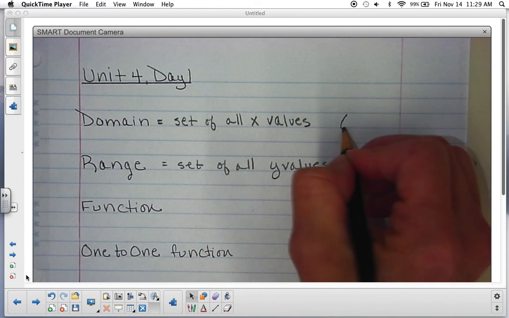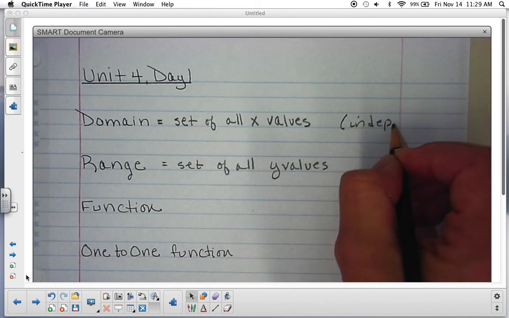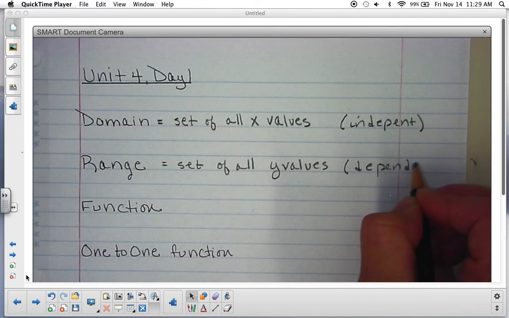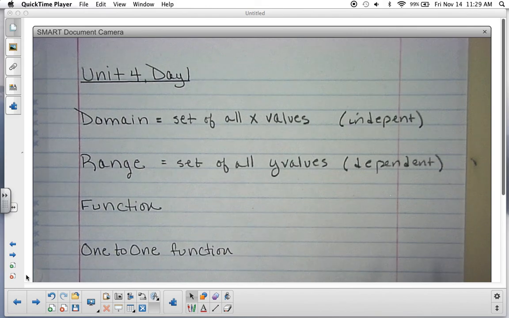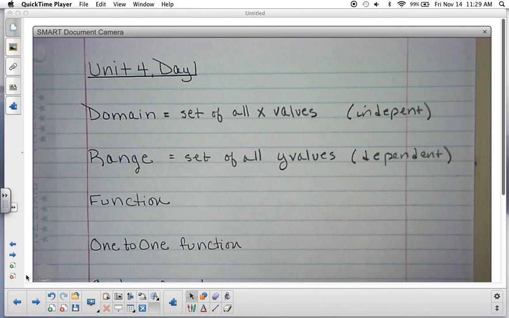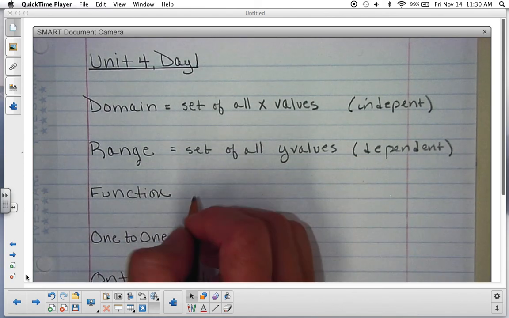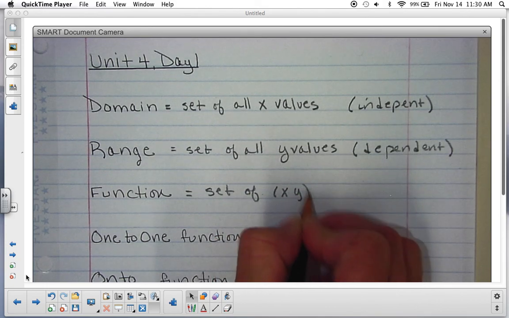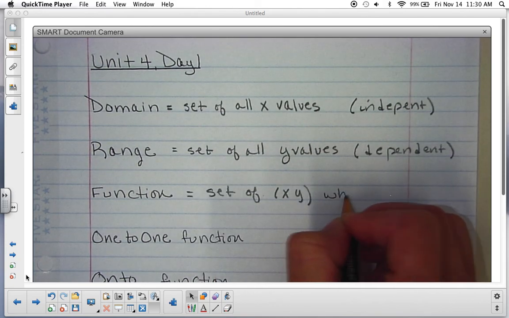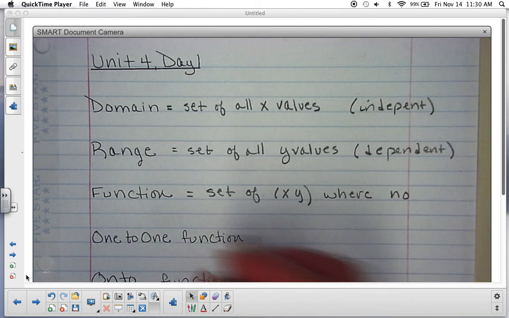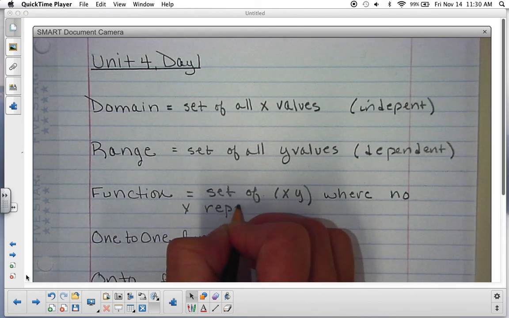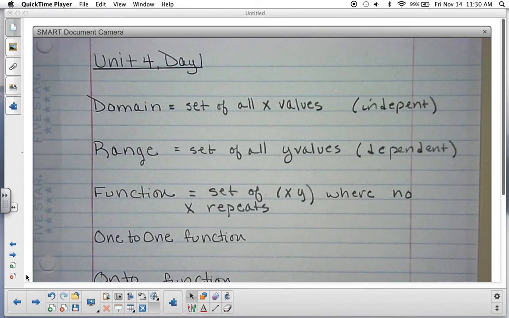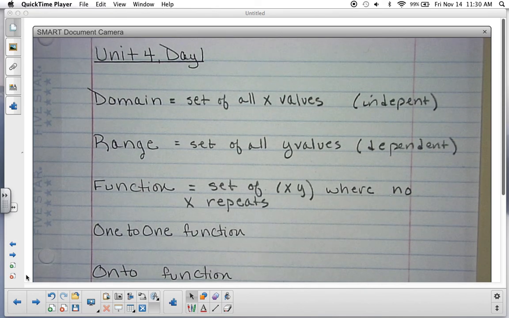This is sometimes referred to as the independent variable, and then this one is the dependent variable. But usually you just think domain are the x's, range represent the y's. And something is a function if it's a set of x, y ordered pairs where no x repeats. So it's a function if all the x's are different. It is not a function if one of the x's is repeated.